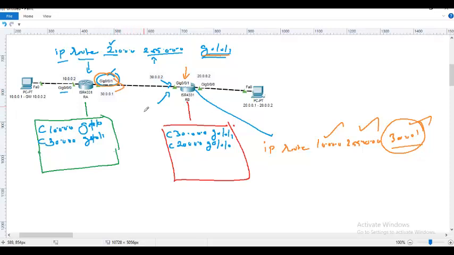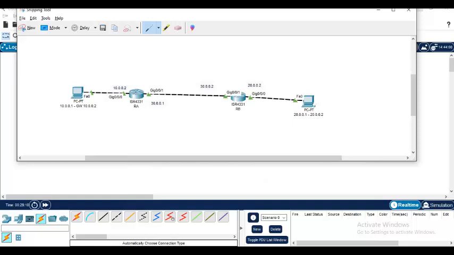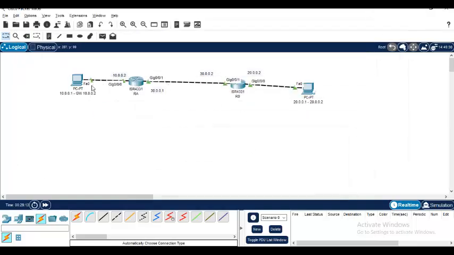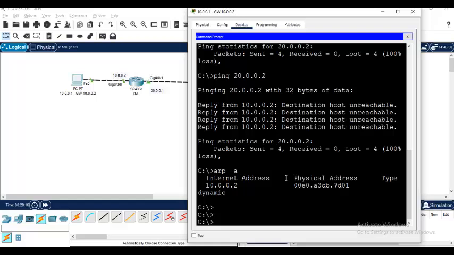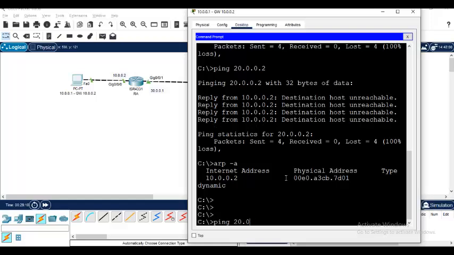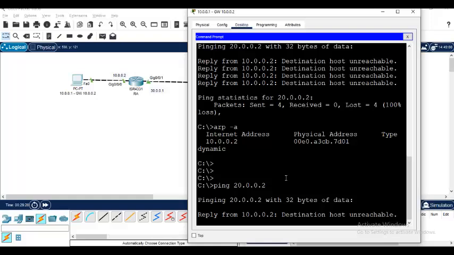But what if you don't know the IP address of the next router? It is better to give the interface than to have nothing. Something is better than nothing. Right. Let me do this. You see, right now, if I ping from here, ping 20002, I'm getting destination unreachable because router A does not know the route. So let us go to router A and give the route.